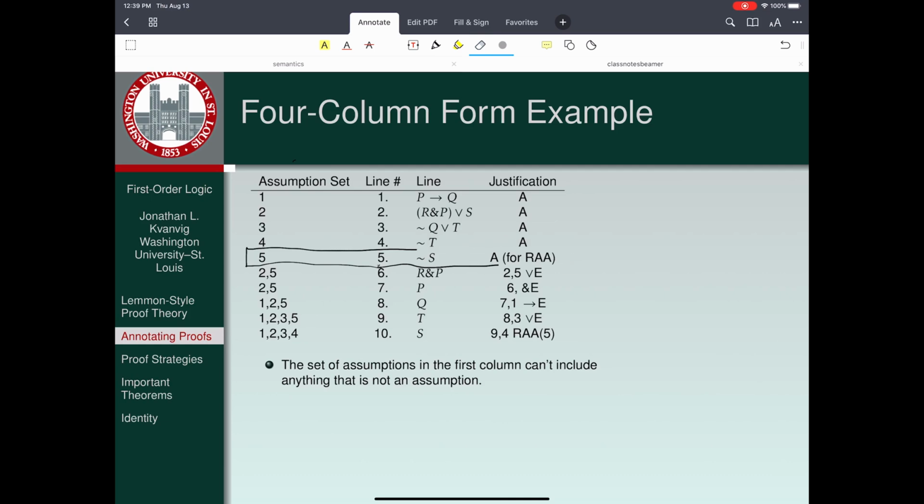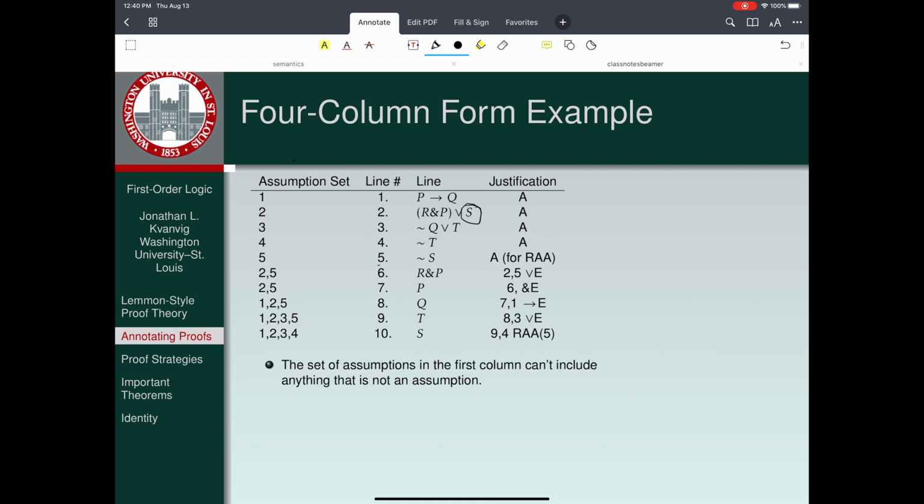So I'm given lines 1 through 4, and I'm supposed to get S out of it. But let's suppose I look at lines 1 through 4, and I can't really see how to get S using rules that don't involve making assumptions. I do see S in line 2, but I don't see anything that would let me get the S part away from the R and P part in the other premises. So what I'm going to do is just assume not S at line 5. That lets me do something with line 2 using the wedge elimination rule.